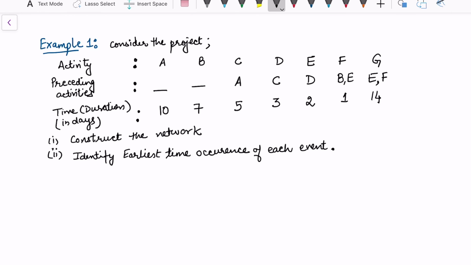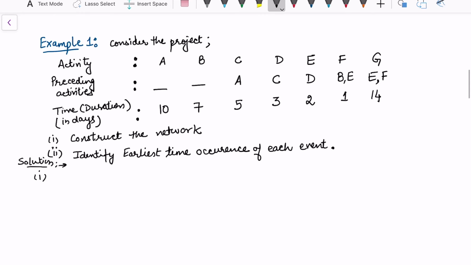First question here is construct the network. So let us answer the first question here. As we want to construct the network, we have certain notations and assumptions to draw this network. In my last video, we have already discussed it. So I'm just drawing it and considering that at this moment we know that.